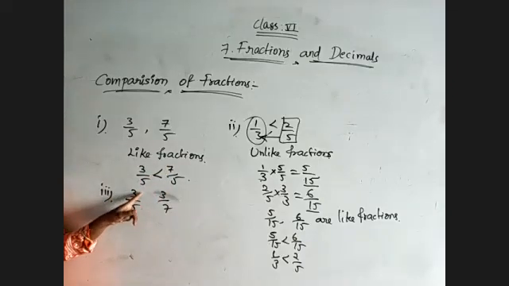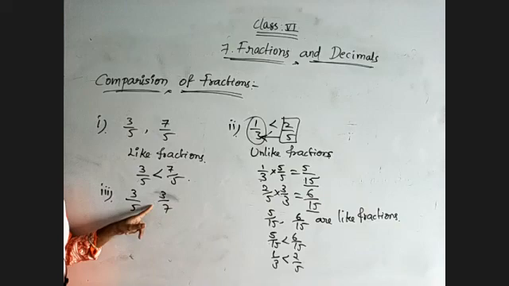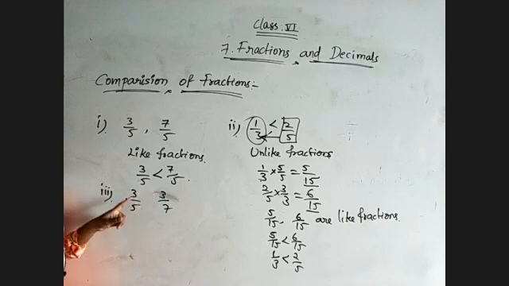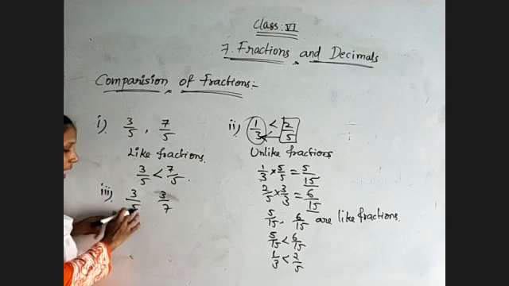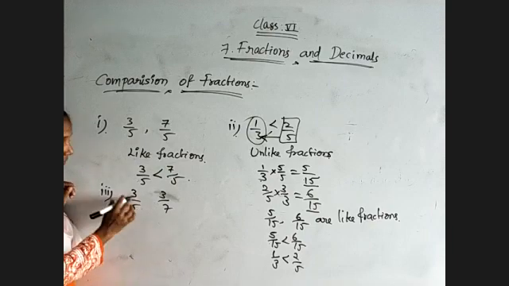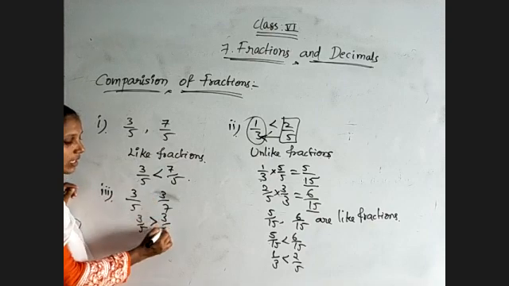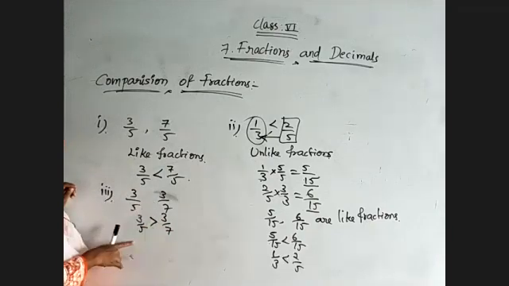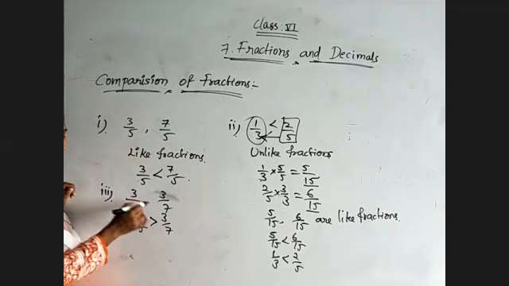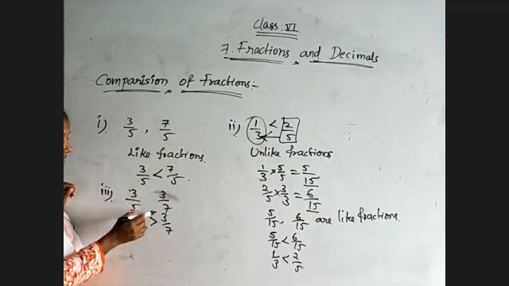Same here also. When numerators are equal instead of denominators, even though these are unlike fractions, if the numerators are equal, then the fraction having the smallest denominator is the bigger one. Okay, smallest denominator. If numerators are equal, then the fraction with the smallest denominator is bigger than the fraction with the greatest denominator. How? Just observe, convert them into like fractions.